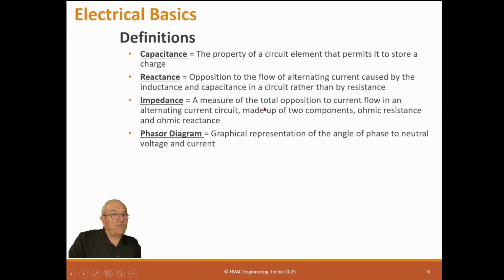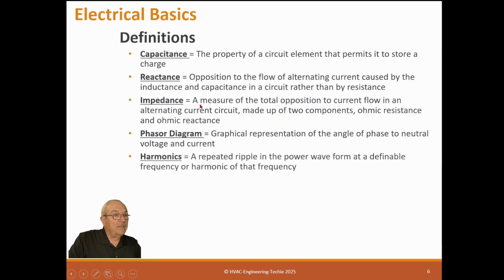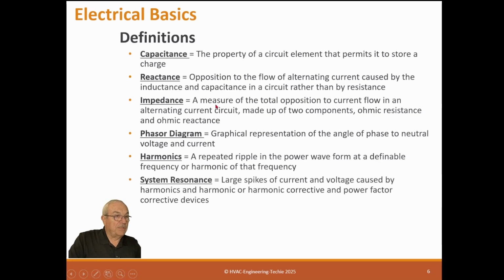Phasor diagram, a graphic representation of the angle of the phase of the neutral voltage and current. Harmonics, a repeated ripple in the power waveform at a definable frequency or harmonic of that frequency. And we'll explain that when we get there. System resonance, a large spike of current and voltage caused by harmonics and harmonic corrective and power factor corrective devices. So this can actually change the current and voltage in a system if you have resonance.